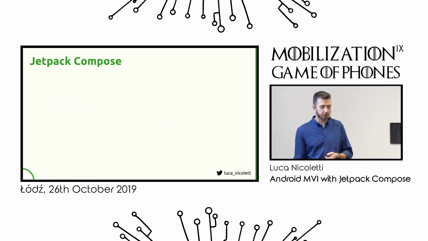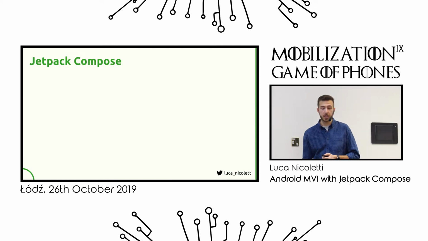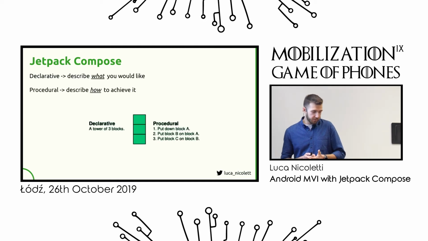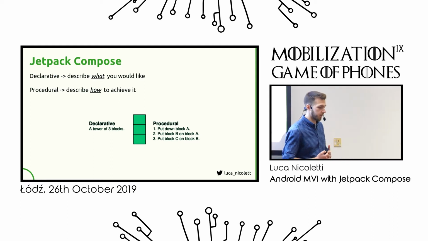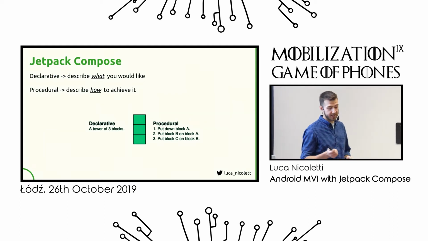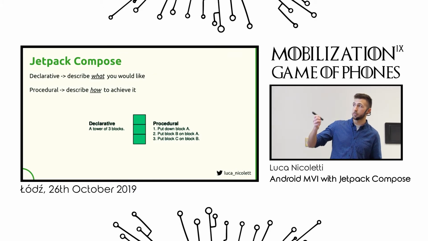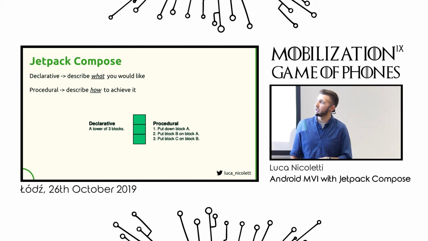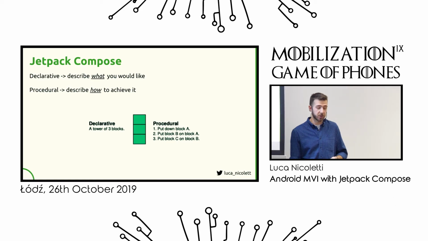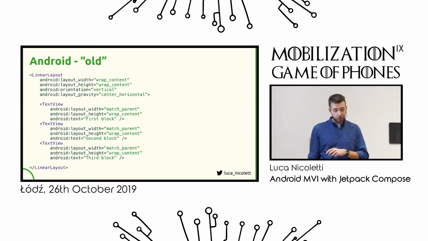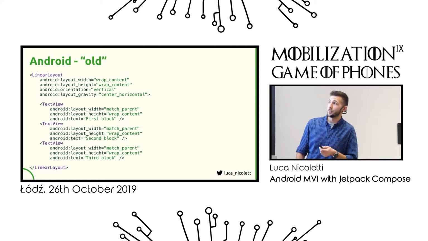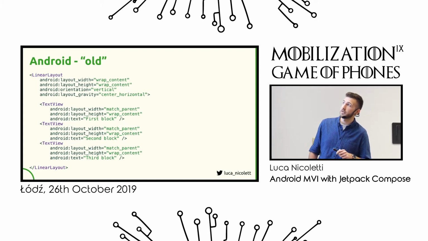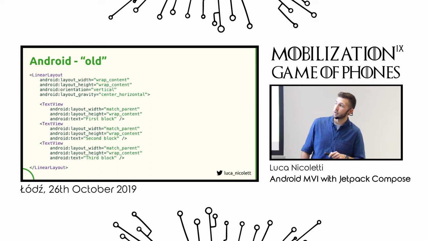So what is Jetpack Compose? Jetpack Compose is a UI toolkit which allows us to use a declarative UI pattern. A declarative UI describes what you want instead of how to achieve it. A really basic example would be a column with 3 components. In a declarative way, you would just say 3 blocks. In a procedural way, instead, you need to say how to display those blocks. The old way to do that in Android was with a layout file. You had to create a linear layout, specify the orientation, which has to be vertical, and then declare the 3 components you want.